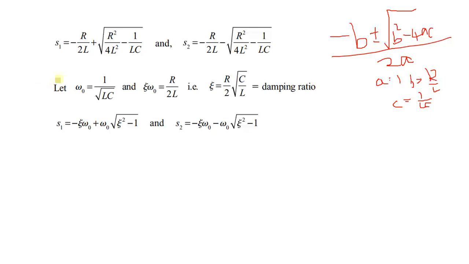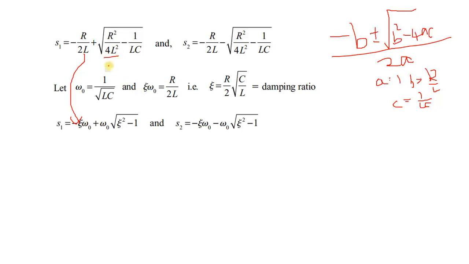Yes, we know that in this equation R by 2L is replaced by zeta omega naught. Therefore this term is replaced by zeta omega naught. And one more thing, this R divided by 2L, the whole square, is nothing but zeta square omega naught square.